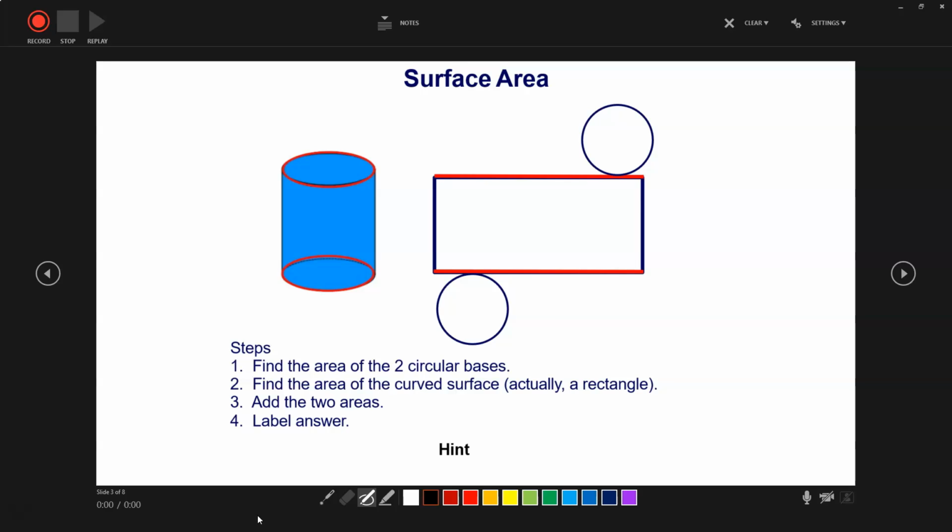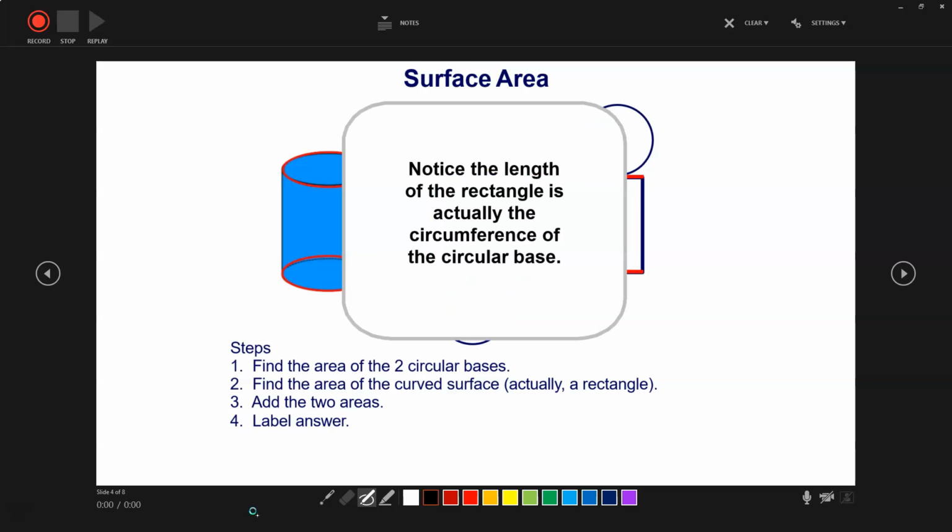So here are the steps. What you do is you find out what the area of the two circular bases are. Once you do that, you find the area of the curved surface, and then you add them both up together. Now, what's kind of strange is that the length of the rectangle is actually the circumference of the circular base. So it's kind of strange, but when you actually look at it without the curves, we are actually calculating a rectangle.